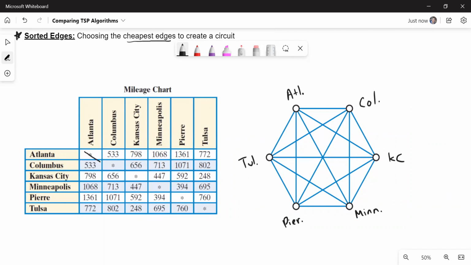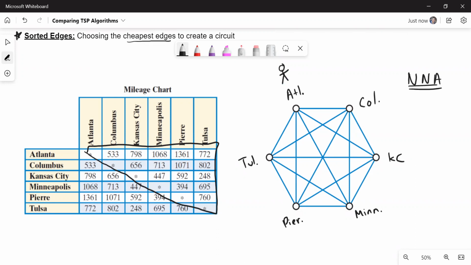Now, notice in the table that there's this diagonal with these stars, and that everything above that diagonal is the same as what's below. Taking a look at the numbers that have been outlined in the triangle, the smallest value is 248, and the largest value looks to be 1071. But in this method, we're going to use the nearest neighbor algorithm. So we need to pick a starting spot. So I'm going to pretend for a moment that our traveling salesman starts in Atlanta.